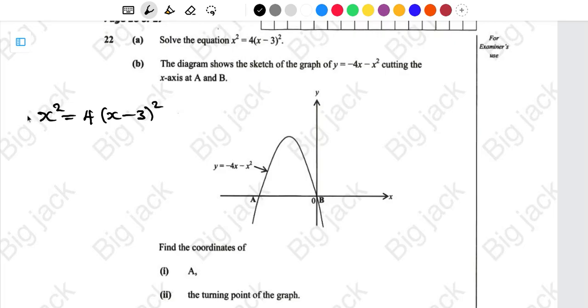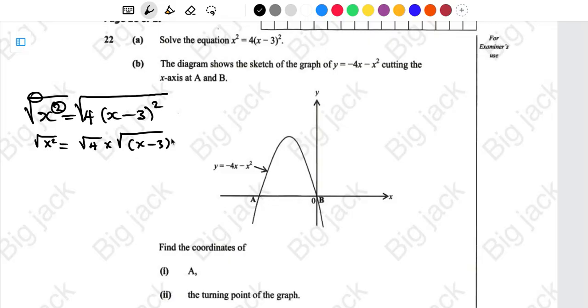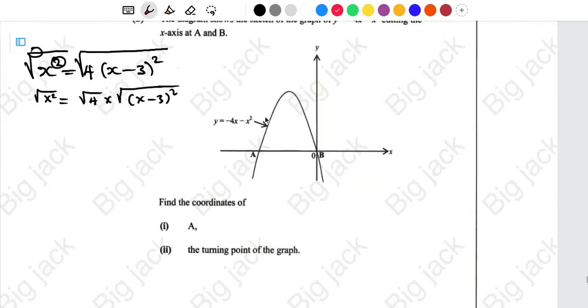But remember, if we square both sides, this one here is going to cancel with this one here. But the square root of 4 can be both positive or negative, you remember that. But this one here can be cancelled with this one. So these are separate. In other words, we can write them as this. The square root of 4 multiplied by the square root of open bracket x minus 3, then close the power 2. We can write them in this way to make you understand what I'm talking about.